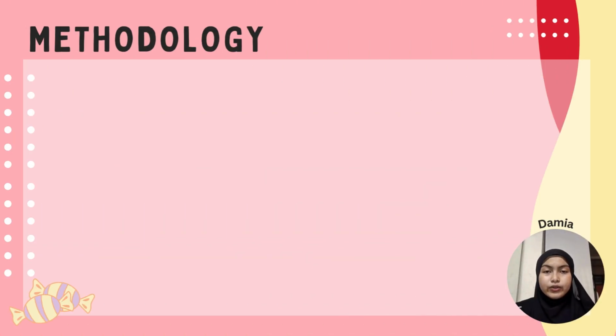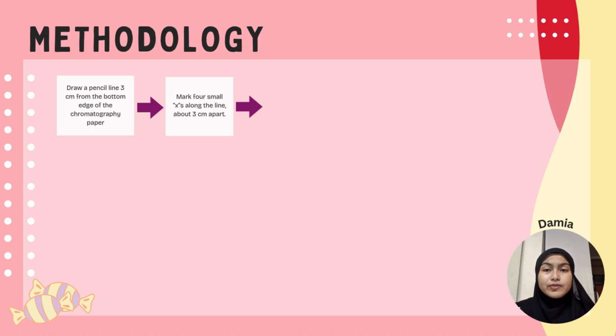Now, we will take a look at the methodology for our chromatography experiment. First, draw a pencil line about 3 cm from the bottom edge of the chromatography paper. Next, mark 4 small X's along the line, spaced about 3 cm apart. Label each X with a different food dye, which is red, blue, green, and yellow.